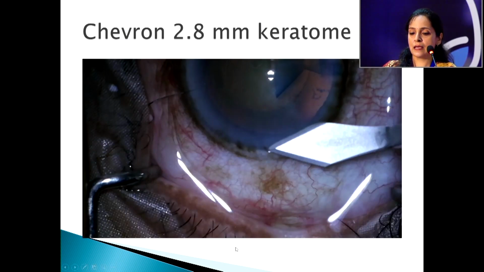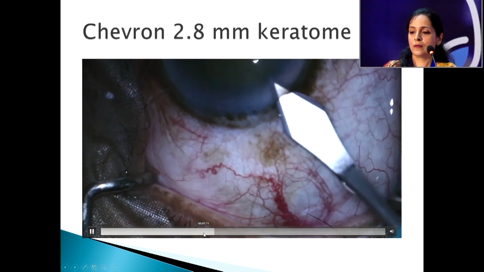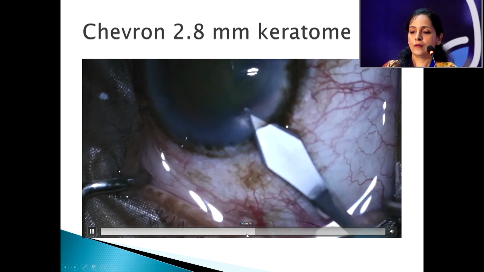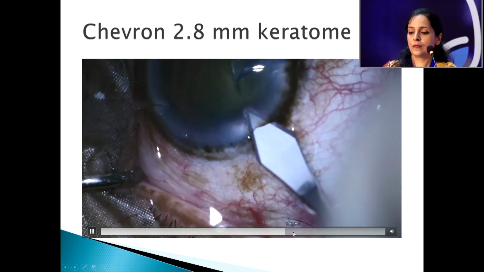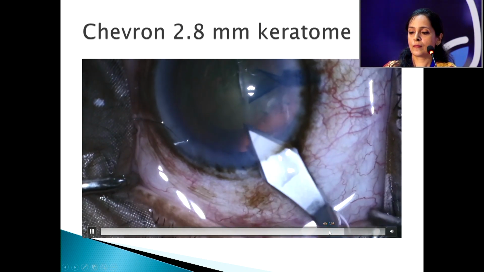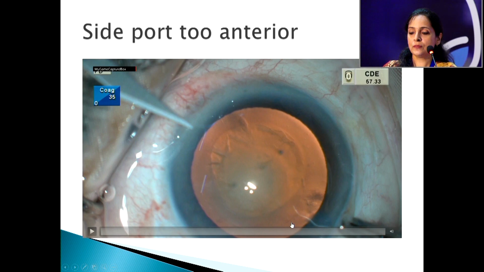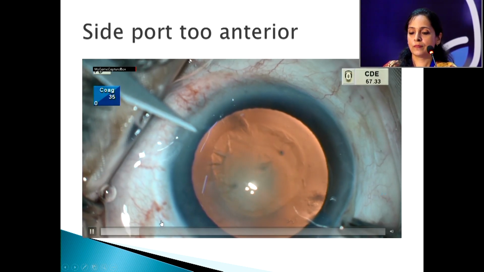Next is the same effect with a 2.8 keratome. So that is clearly demonstrated. The side port being too anterior into the avascular cornea. With this video, you can see.